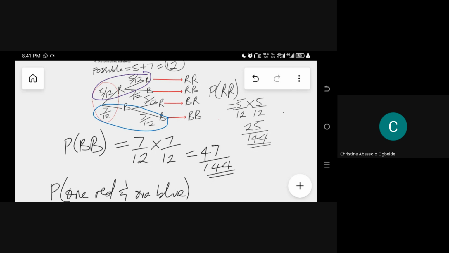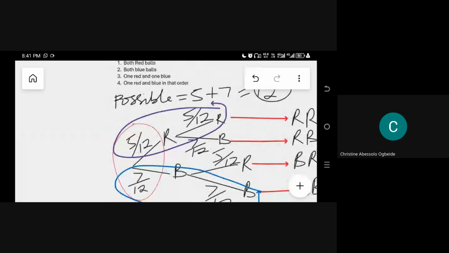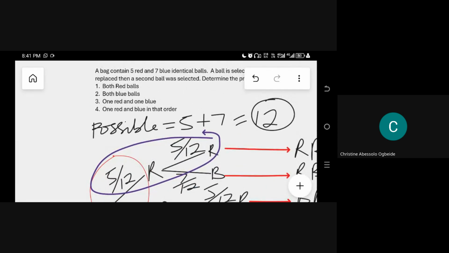So the probability that one is red and the other is blue has to be maybe the first was red and the second was blue, or the first was blue and the second was red. So take note of this. You will see that number three and number four look like they are the same, but they are not. If the question comes in the form of number three, then you know that it is complex. It's a combination of multiplication and addition laws in probability.